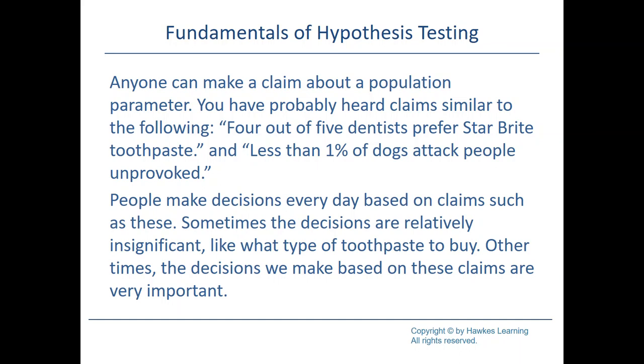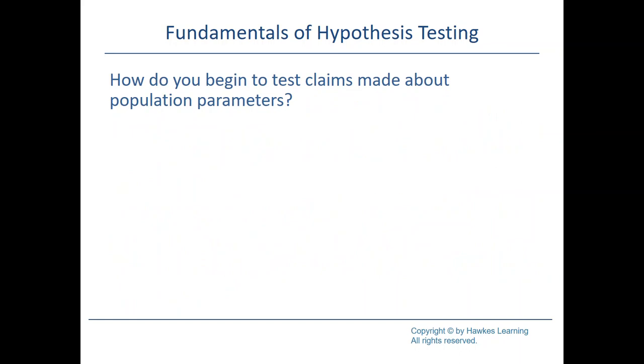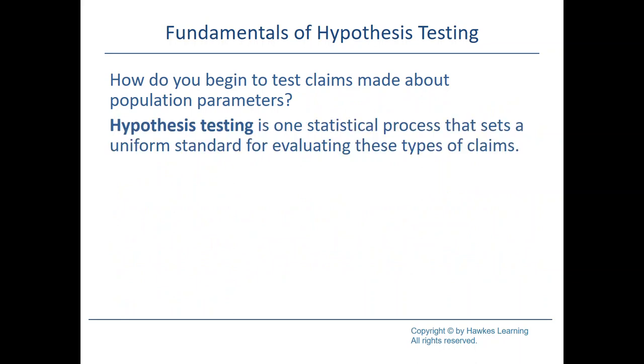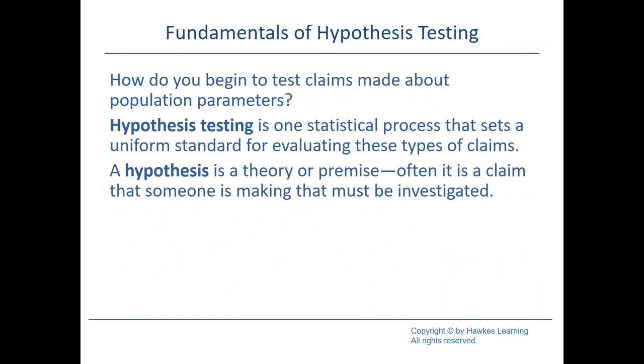Now, other times the decisions that we make based upon these claims could be actually super important. So that's what the whole thing about hypothesis testing is about: how do we actually test these claims that are made about the population parameter. And this is what this process is, hypothesis testing. It's one statistical process that claims kind of a uniform standard for how we evaluate these types of claims.